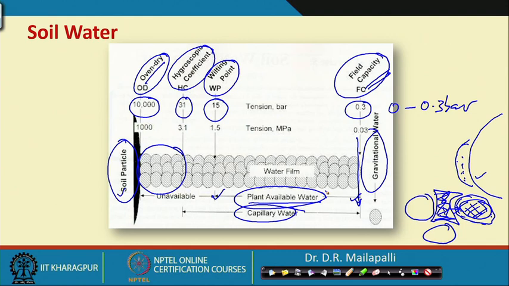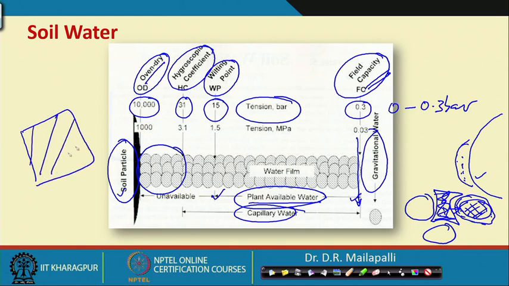And what do these tensions indicate? This is the tension, the bar. Assume that the soil is completely saturated. That means, as I said, the soil has pores, and the pores contain either water or gases.